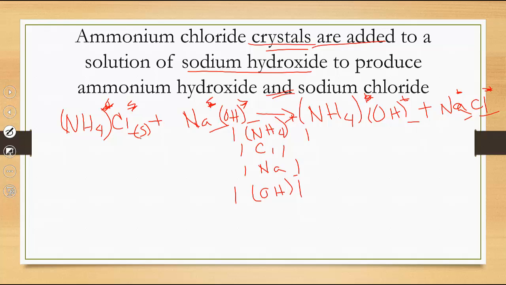Solution of sodium hydroxide, which means this would be aqueous, AQ, to produce ammonium hydroxide and sodium chloride. Since it's in a solution on the left-hand side, nothing's going to fall out of solution here, so we're going to keep it AQ. It's potential that this forms a solid, but we haven't talked about solubility laws yet. And that is how you do balancing chemical equations.